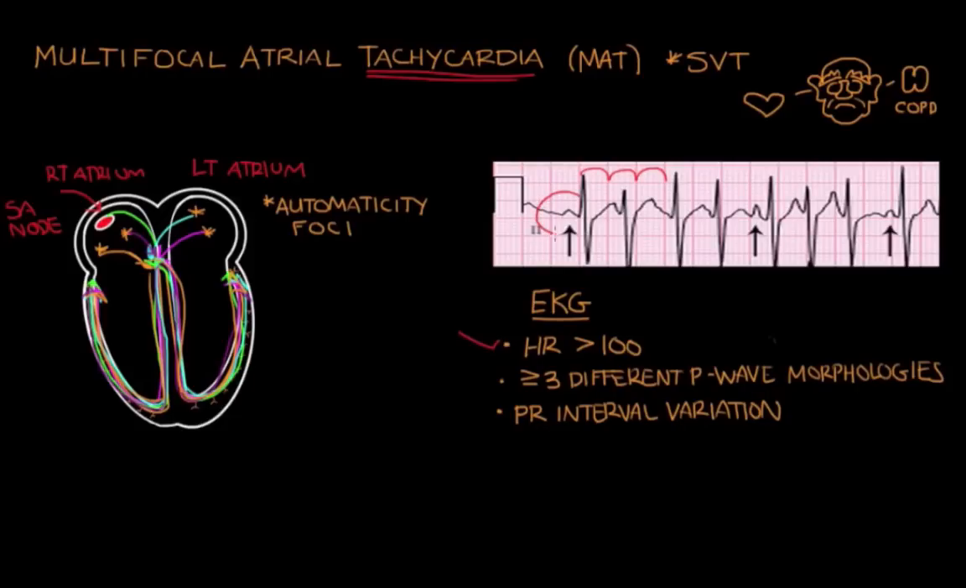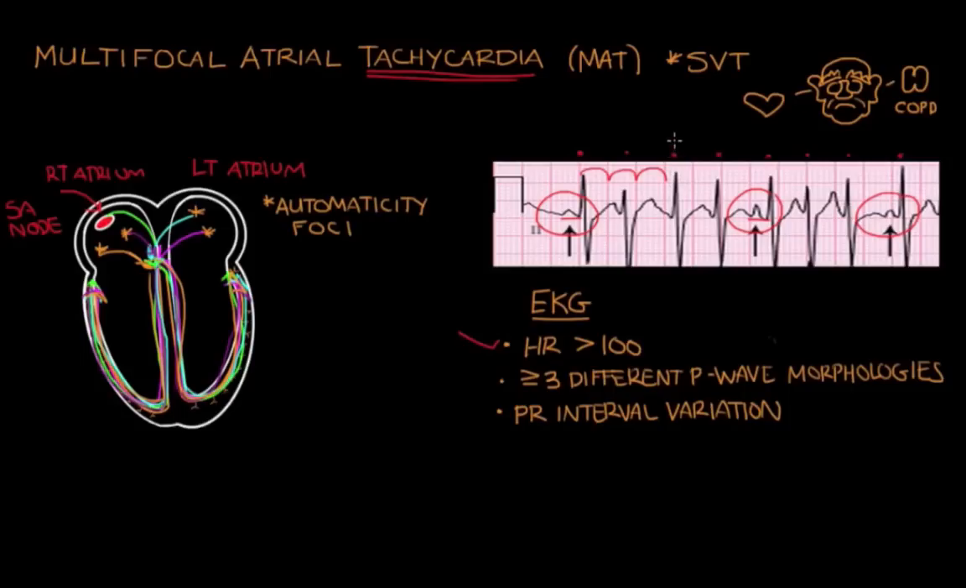Just like classic MAT, there are at least 3 different shapes of P wave. So notice how each P wave looks slightly different. And there's variation in the PR interval. This PR interval is about 4 boxes, and this one's about 5. Also, MAT has an irregular rhythm. The way I like to look for this is by drawing a dot above the R interval. And you can notice after you draw dots above all of these that there isn't even spacing between each dot. So this represents an irregular rhythm.